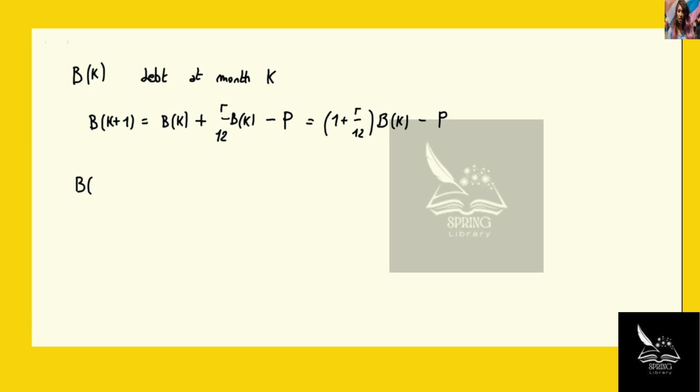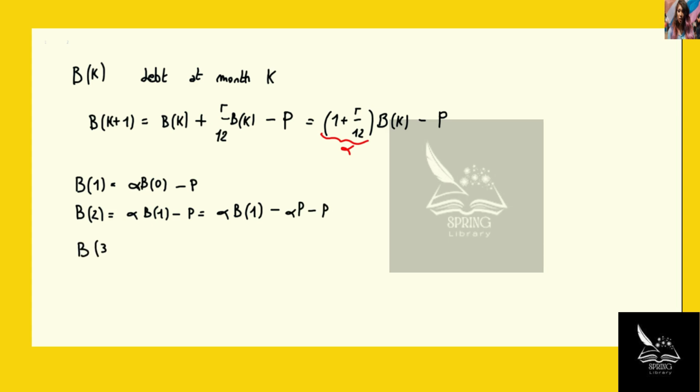Now let's write the first few terms. So B1 is alpha B0 minus P, where alpha I've just written to shorten the notation 1 plus r divided by 12. It's just a number because r is given as well. Now B2 is again alpha B1 minus P, and we replace B1 from the first line, and we get alpha squared B0 minus alpha P minus P.